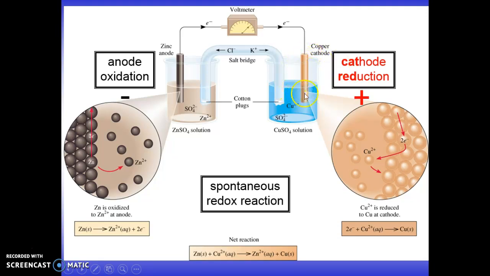This guy's gaining the electrons, that should be the negative one, but they don't look at it in terms of electron flow, they look at it in terms of ion flow. So the cations go towards the cathode, the anions go towards the anode.